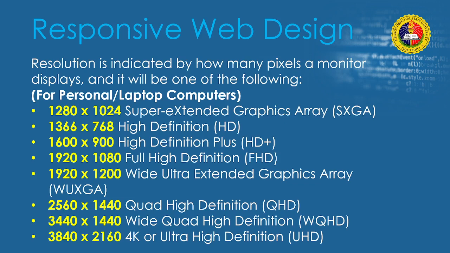So here are some of the common resolutions for laptop computers and any other devices. Resolution is indicated by how many pixels a monitor displays, and it will be one of the following. So for personal or laptop computers, these are the common resolutions for them. Obviously, personal or laptop computers are more landscape. Laptops and personal computers are landscape compared to our smartphones, which have a portrait orientation, right? So here are, again, the common monitor displays.